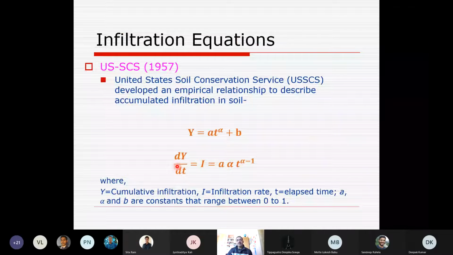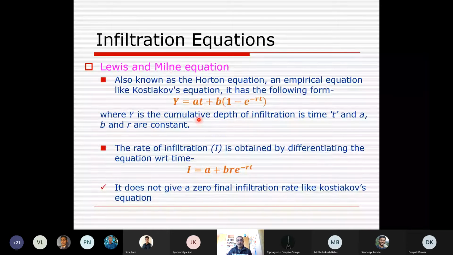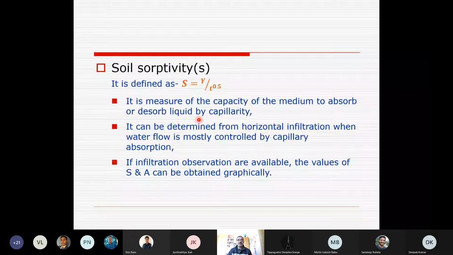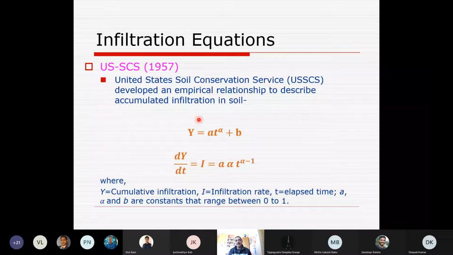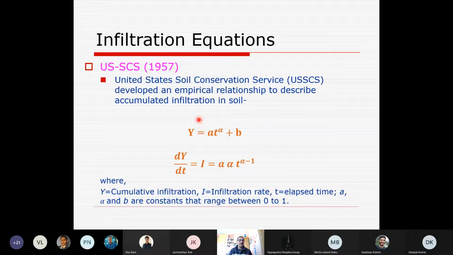So in this way, three equations: Kostiakov, Lewis and Milne, and Phillips. And the last empirical relationship was developed not by a single researcher, but by a department where such activities were performed as a project. Because you have already learned the USSCS curve number, developed by the same department. So the Soil Conservation Service also developed an infiltration relationship with respect to soil characteristics or observations.